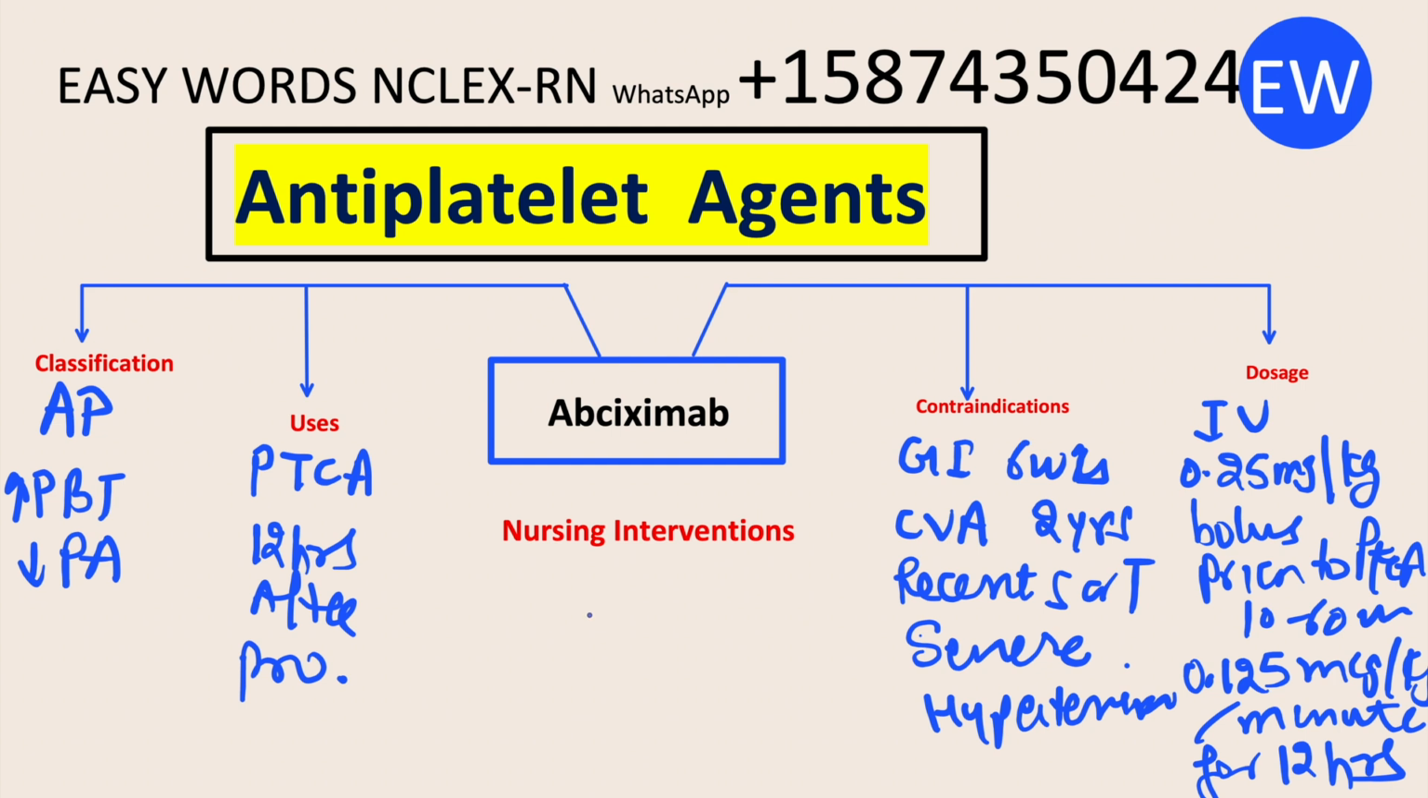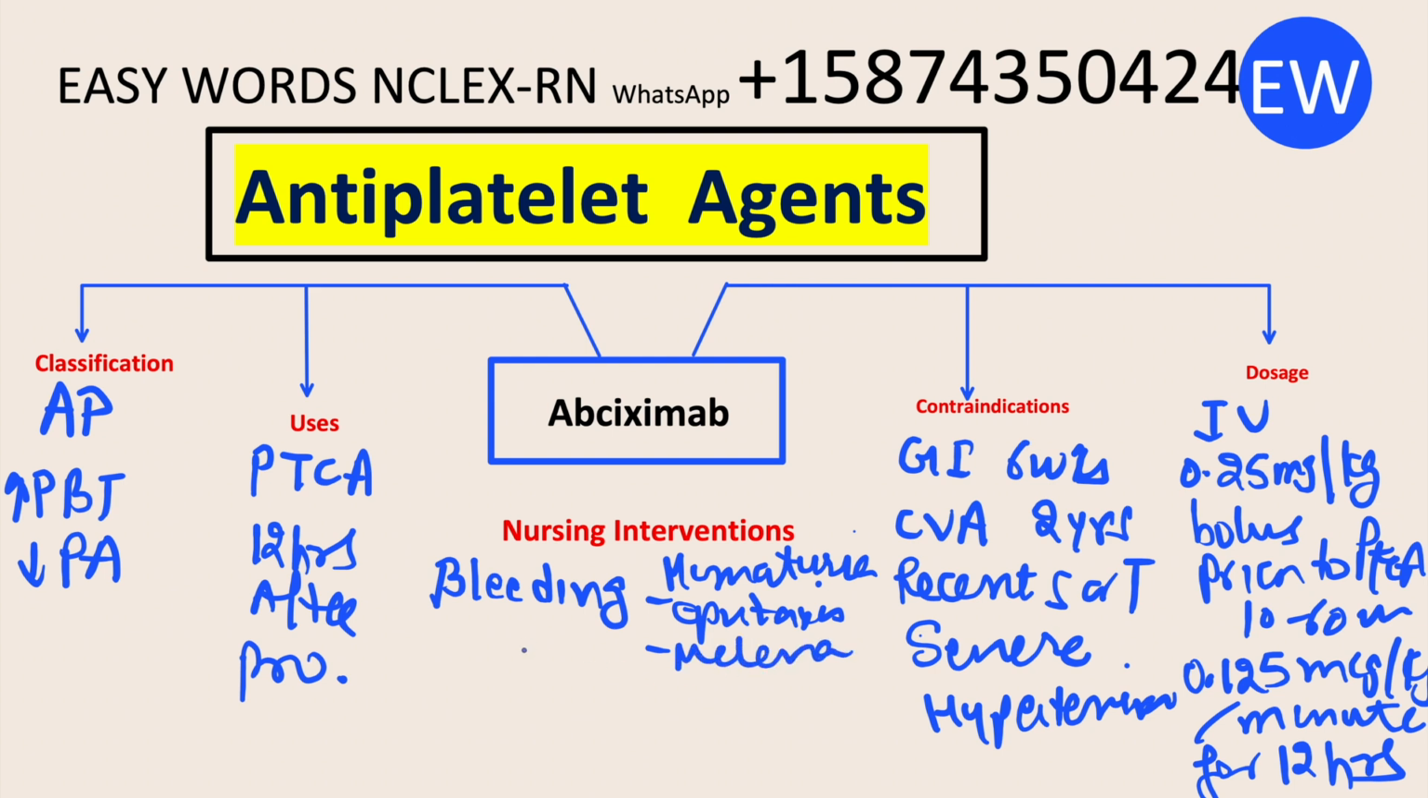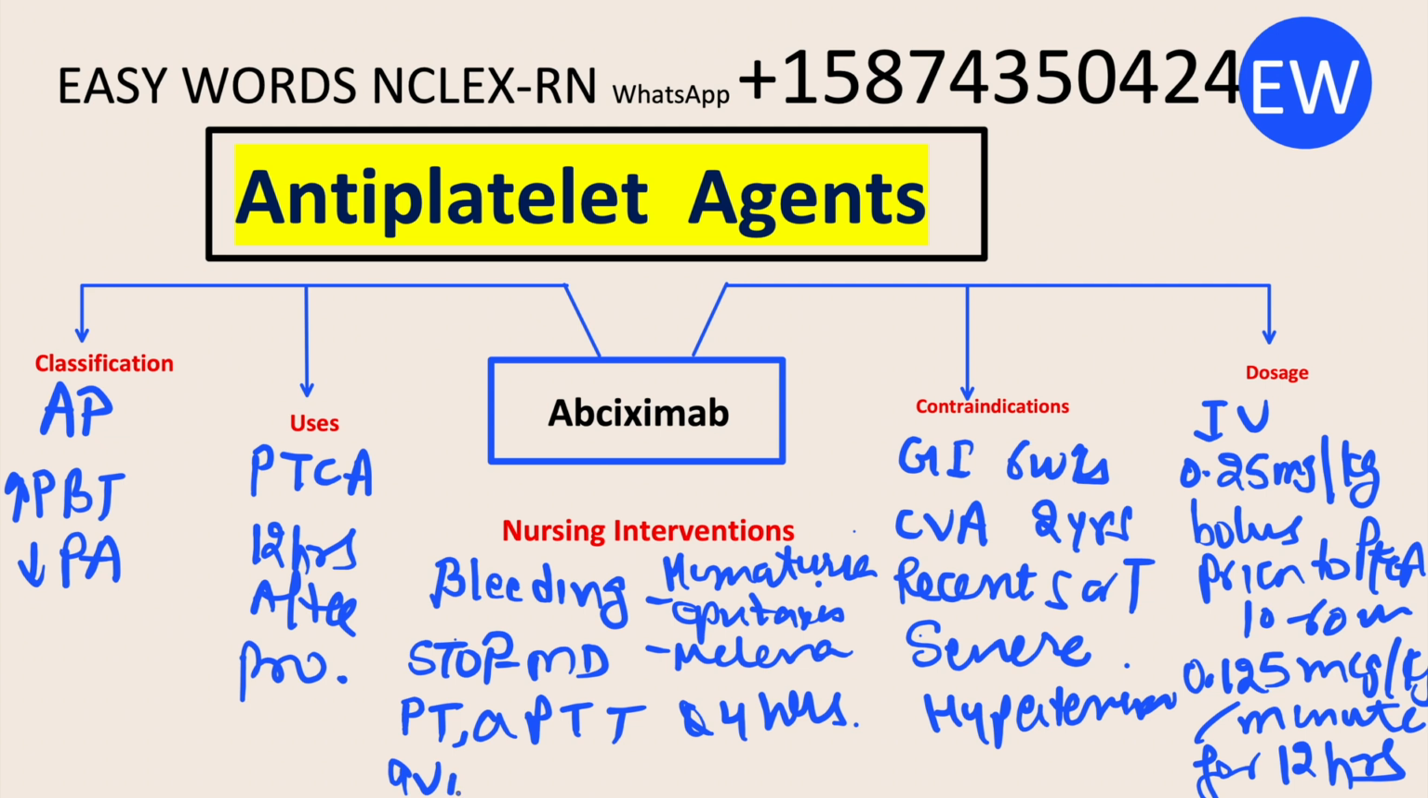Then we have nursing interventions. When we are infusing abciximab, we need to monitor the client closely for any symptoms of bleeding. The symptoms of bleeding can be hematuria, blood in urine, epistaxis, nose bleeding, or melena, blood in stools. If any bleeding symptoms are noted, we need to stop the infusion and notify the prescriber for further directions. We should also be closely monitoring the client's PTT levels at least every 4 hours during this therapy, and avoiding invasive procedures and invasive devices to avoid the risk of bleeding.